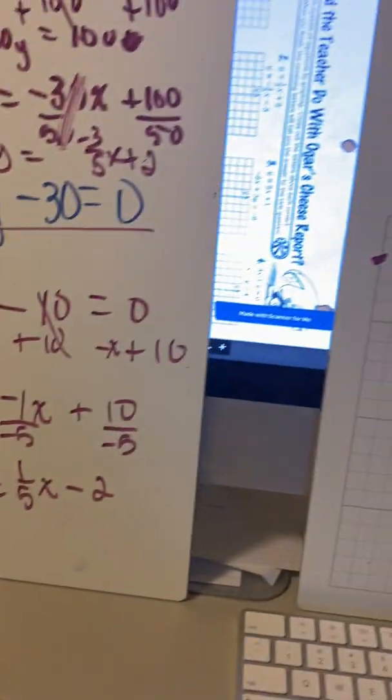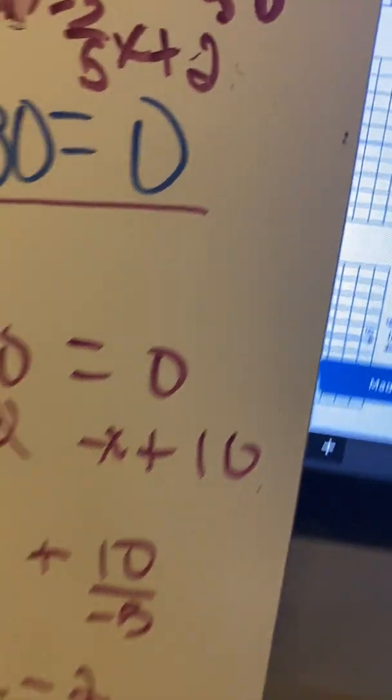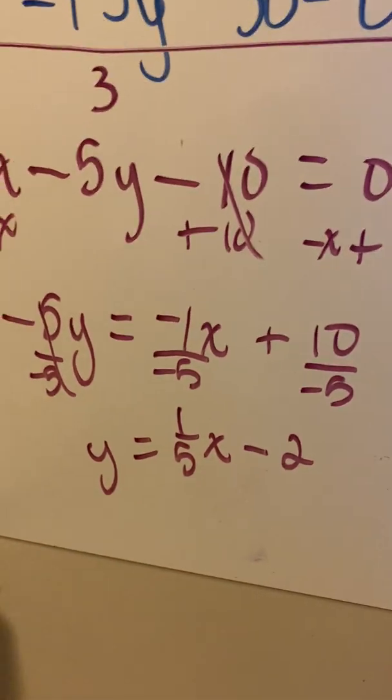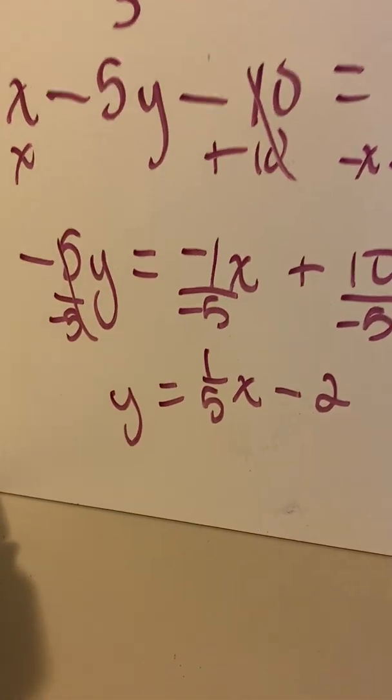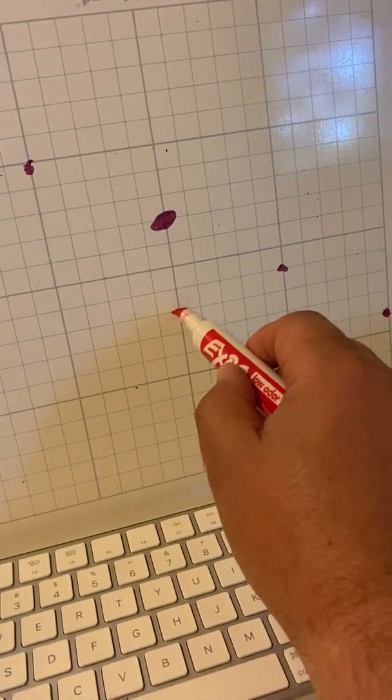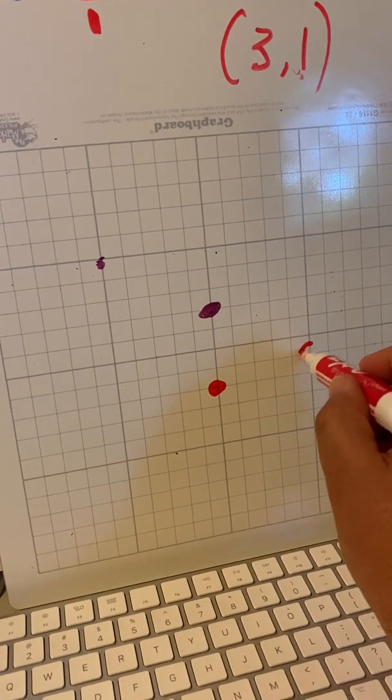Now, if you've got different colored markers or pens, it makes it nice and neat, especially when we start getting into systems of inequalities. You're going to need to see different shades of stuff. This one crosses the y-axis at negative 2. This is negative 2 right here. And it goes up 1, right 5. Up 1, right 5. I'm done.